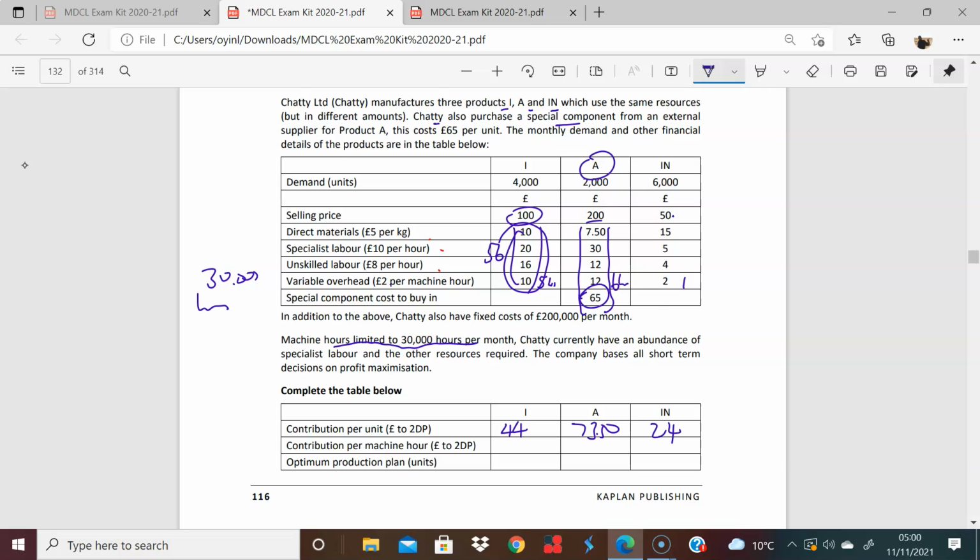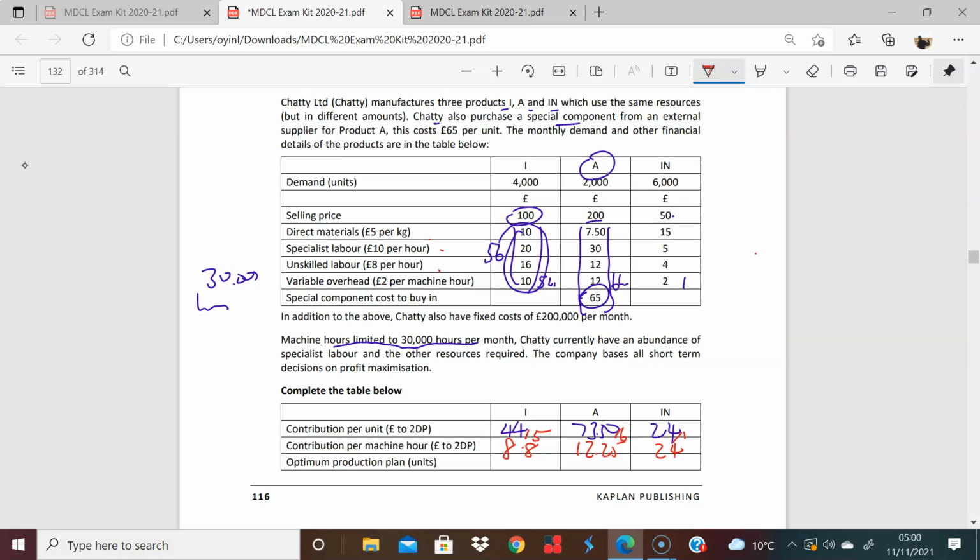I'll just change my pen color to look at that. It says, what's the contribution of a machine hour? I know I need 5 hours here, 6 hours here, and 1 hour here. So 44 divided by 5 is 8.8. So the contribution per machine hour here is £8.80. £73.50 divided by 6 is £12.25. And 24 divided by 1 is 24.